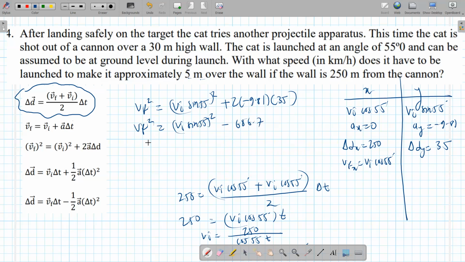Oh, it's not cosine? Is that VF, or is that what we're trying to solve? This is just VF. This is just the final velocity at that point. My understanding has been wrong then. Again, what we're trying to do is come up with an equation, doesn't matter in the x or the y, that has VI and t on it.